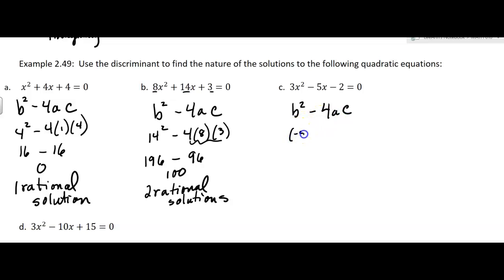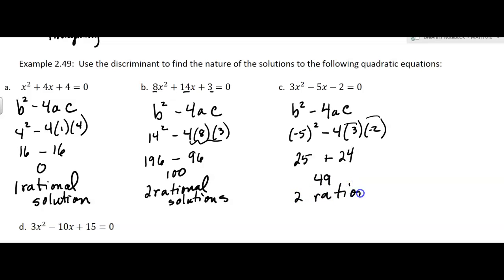All right, and then this one, let's see. b is negative 5, so negative 5 squared minus 4 times a times c. And so you're going to get 25 plus, then you got 12 times 2, which is 24. It's positive. So you get 49. So that's also a perfect square, huh? So two rational solutions.